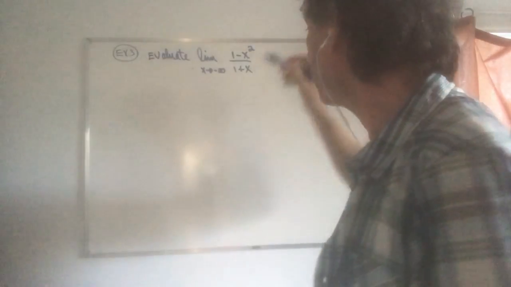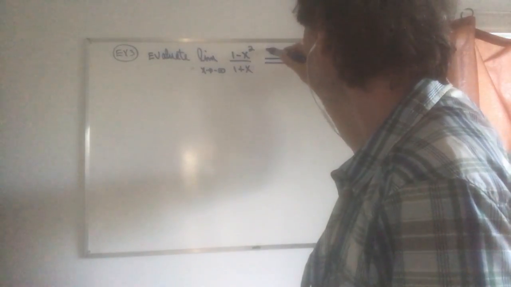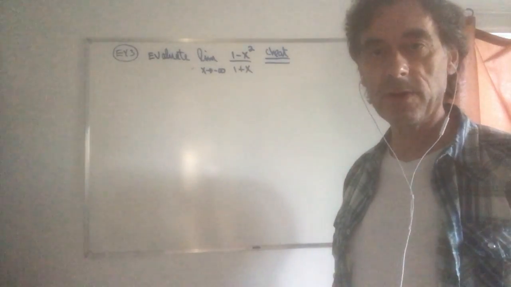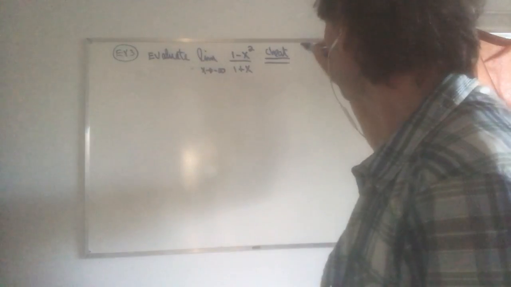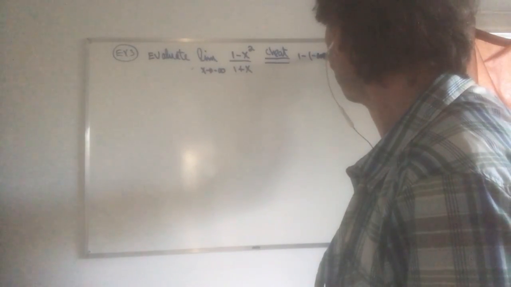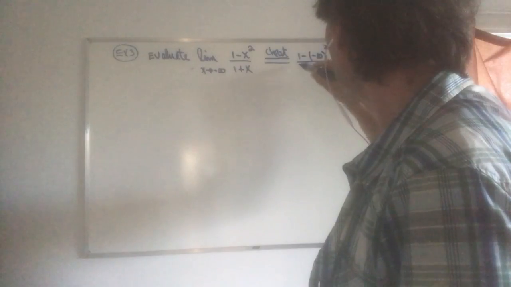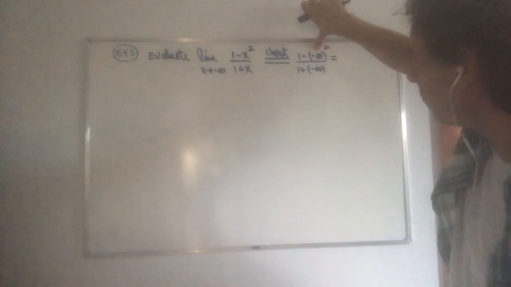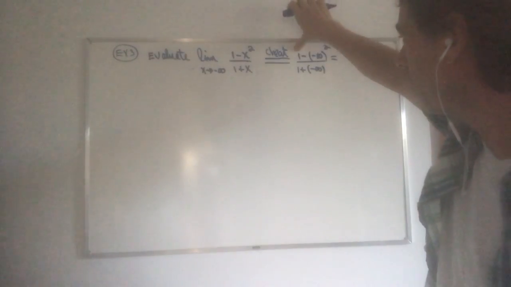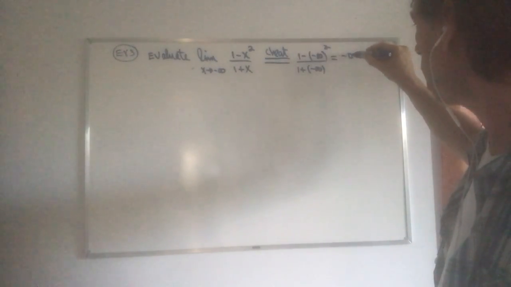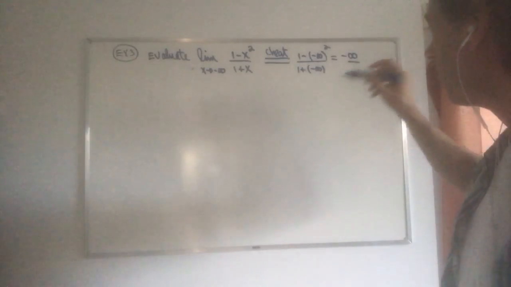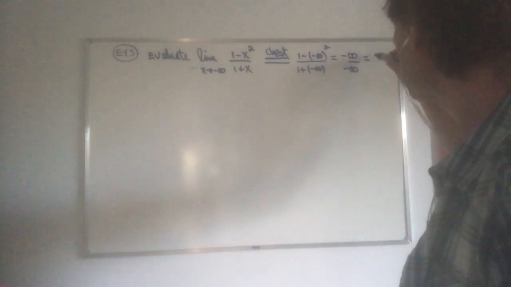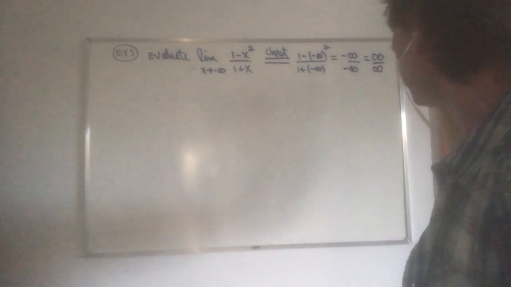Well, the way we do limits, what is the first thing we do pretty much all the time? We cheat, we replace whatever x is approaching into this. So that is 1 minus minus infinity squared over 1 plus minus infinity. What's minus infinity squared? It's infinity. 1 minus infinity, minus infinity. The signs, we don't really care. This is infinity over infinity, and we know what that means.